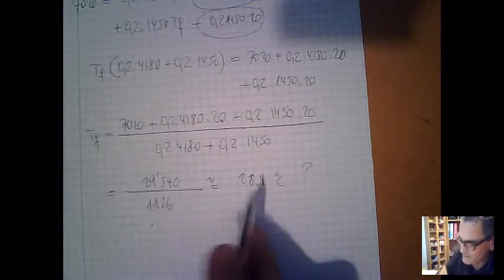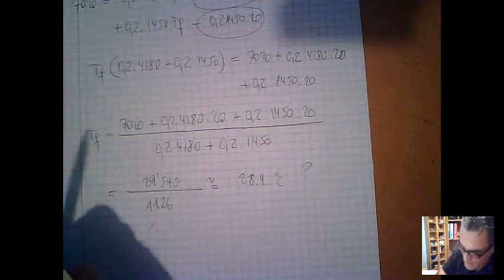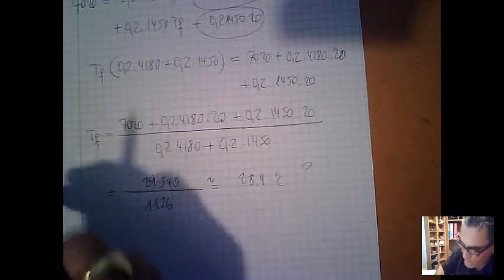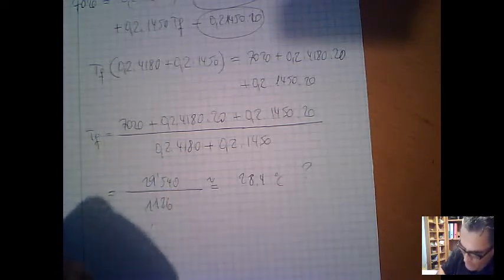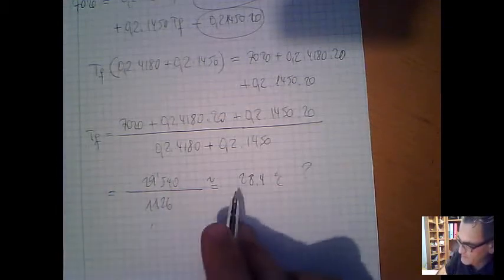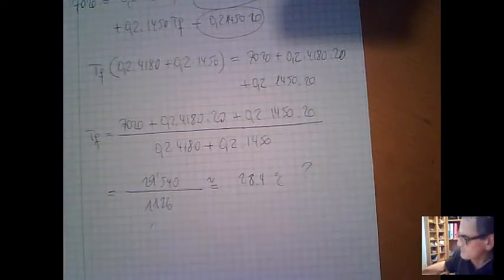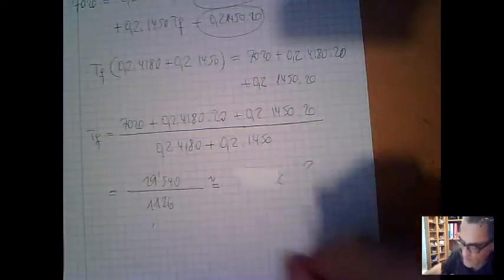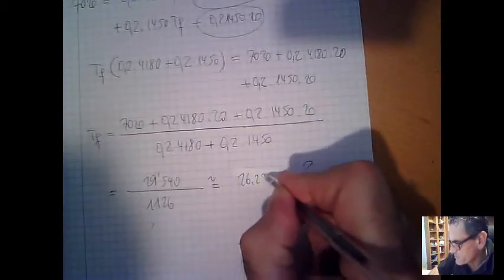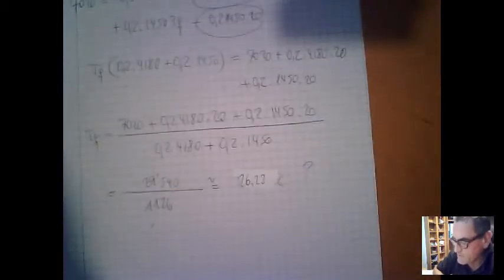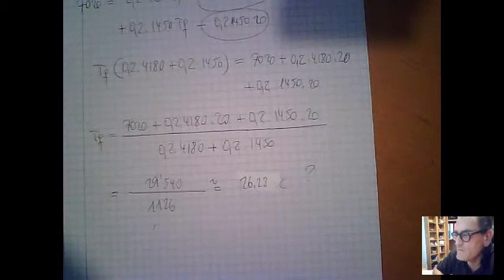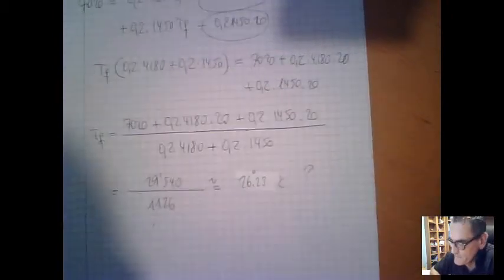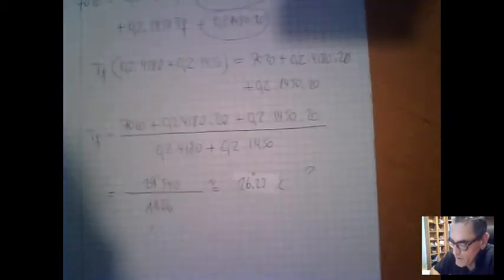It's not. Are you sure? I will check on the video. 29,540 divided by 1,126. Yeah, it's 26. Well, it doesn't change the fact that it's wrong. Okay, it's 26.23 degrees. What do you think of this result? Is it correct? No, it's wrong. It's clearly wrong.